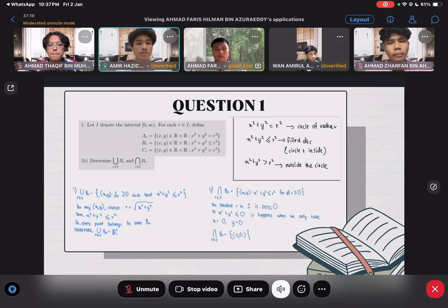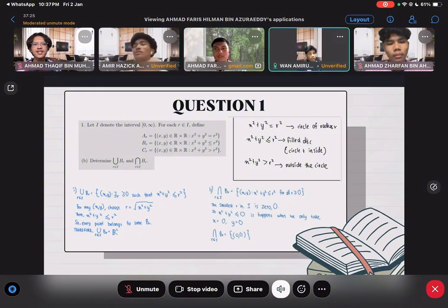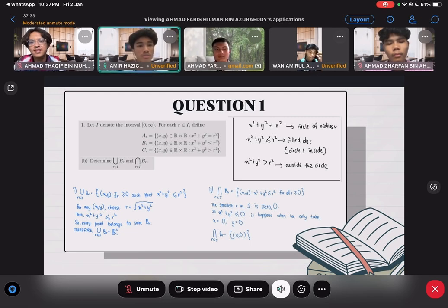And then let's move to the intersection, the intersection over r in I of B_r. We consider the smallest disk, when r equals 0. The only point that lies inside every disk, no matter how small, is the origin. So x squared plus y squared less than or equal to 0 happens only when x equals 0 and y equals 0. So the union is R squared and the intersection is the set containing only (0, 0).